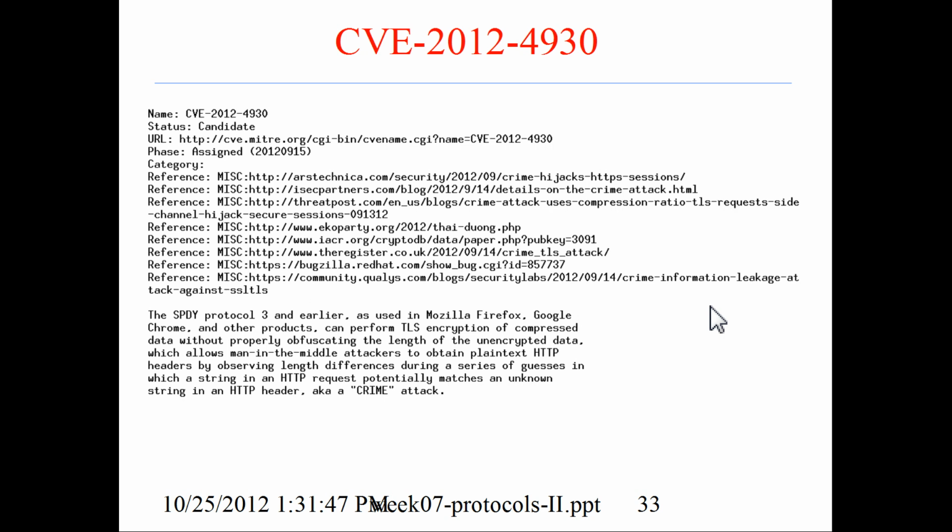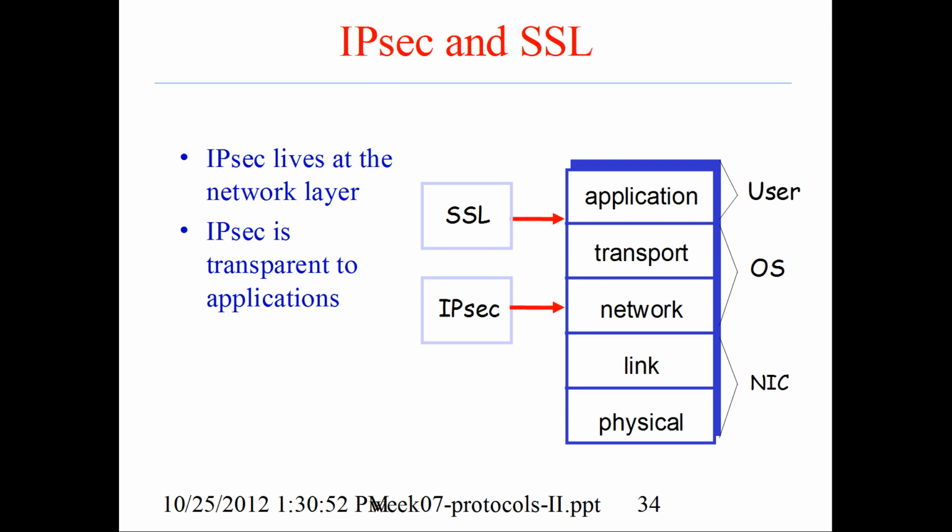So another protocol that failed to implement TLS properly was Google's Speedy, SPDY protocol in versions 3 and earlier. It would not encrypt or protect HTTP headers, as well as other data that was sensitive, and it effectively enabled what is now known as the CRIME attack against SSL and TLS, and we're going to cover that in a little later lecture.